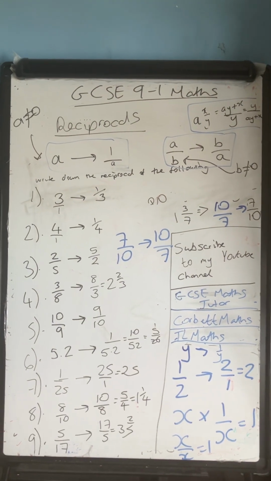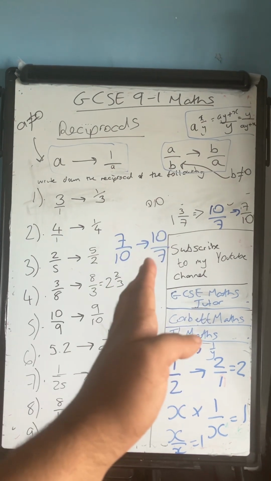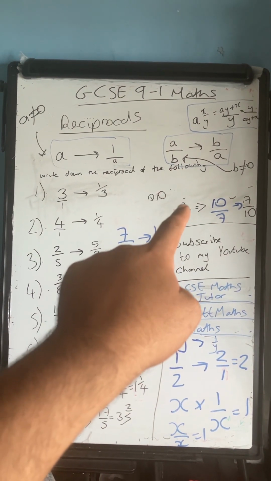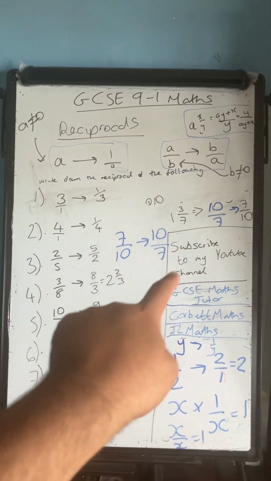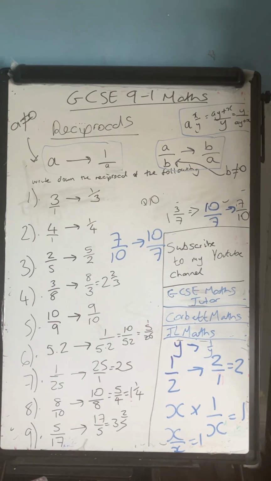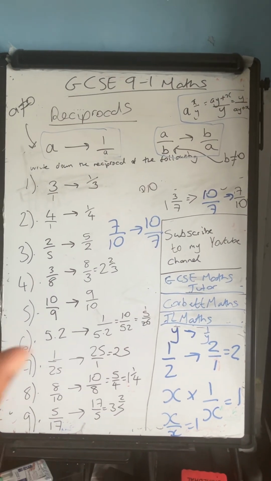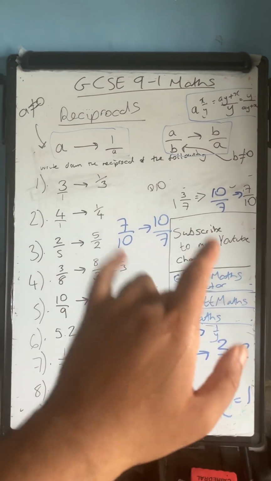And question number 10, 1 3/7, so it's a mixed number. I changed it into an improper fraction. I did 7 times 1 is 7, plus the 3 is 10, and the reciprocal of that is 7/10. I've put it in blue there just to be clear. So the reciprocal of 10/7 is 7/10, and then if we were doing vice versa, 7/10, it would be 10/7.